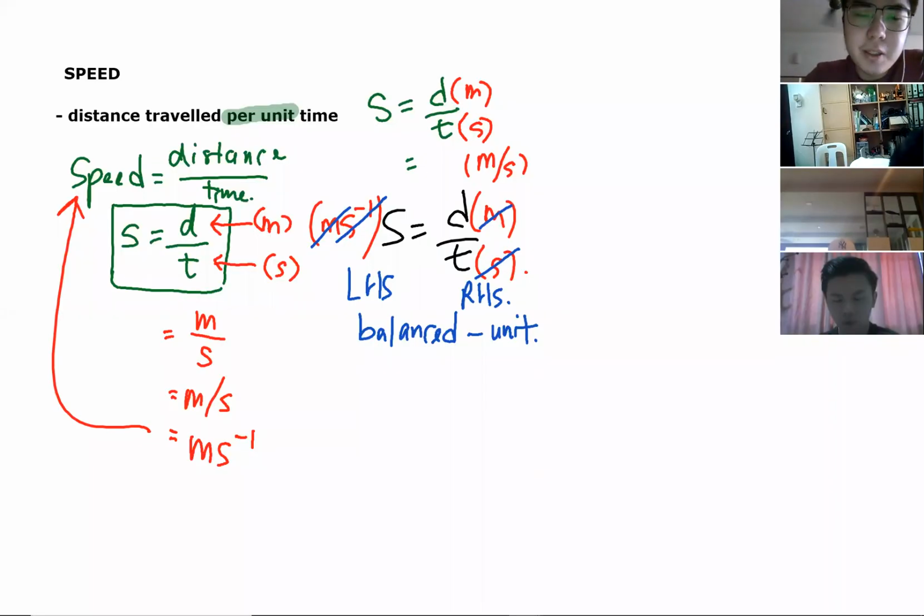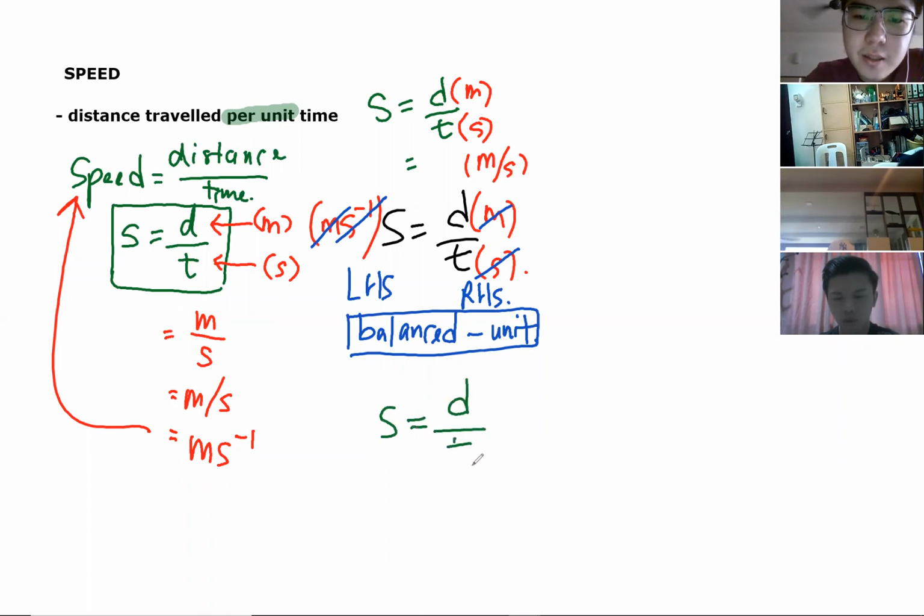Okay, let's continue. Balancing is very important. Start from the equation again, S equals D over T. If the question gives you the distance in km, let's say an object travels 32 km in 2 hours.